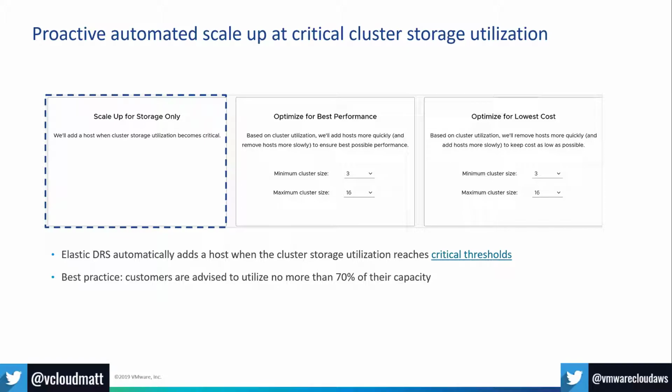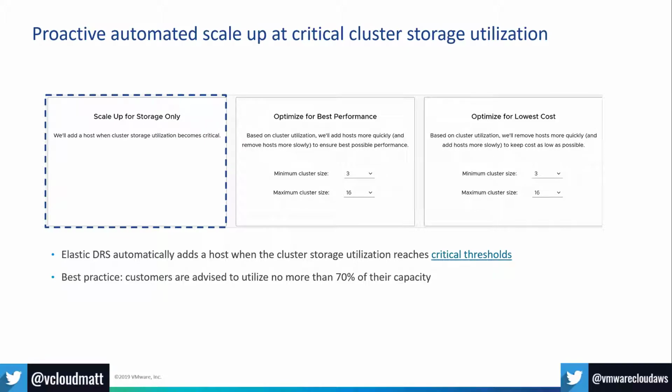So we will send you a message at 70%, and we'll automatically scale up at 75% to add another host to maintain that space so that we don't run into issues. That is available today. And what we're going to be adding, and what is in some of the interface now, is you can set the minimum cluster size and the maximum cluster size and optimize for lowest cost.